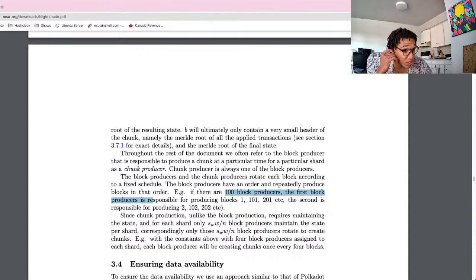Could be some overhead issues there, but if you know when it's your turn, can't you just cheat? Maybe you can't. Anyways, since chunk production, unlike block production, requires maintaining the state, and for each shard, only SW over N block producers maintain the state for shards, correspondingly, only those specific block producers rotate to create chunks. So, for example, with the constants above, with 4 block producers assigned to each shard, each block producer will be creating chunks once every 4 blocks.